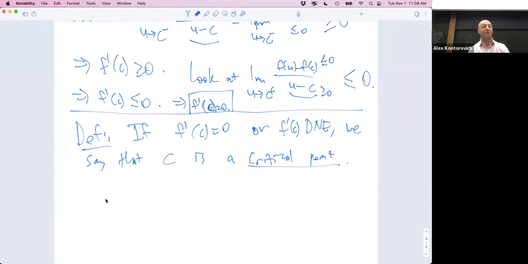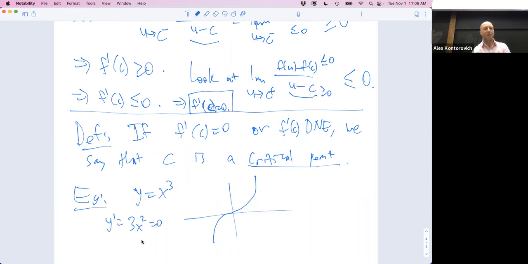Let me show you why it doesn't have to be a min or max. Let's look at the function y equals x cubed. What's the graph of y equals x cubed? Yeah, everybody knows. What's the derivative of x cubed? 3x squared. Where is this equal to 0? At 0. So at 0, the tangent line is indeed horizontal, but it's neither a max nor a min, neither locally nor in an absolute sense. So it's not an extremal point necessarily.